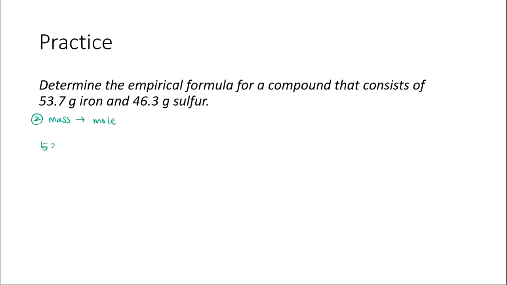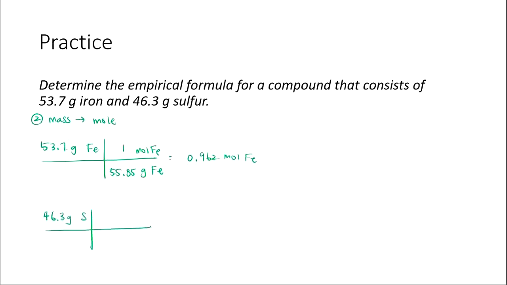So 53.7 grams of iron. I want to convert that to moles of iron. The molar mass of iron is 55.85 grams. And that gives me 0.962 moles of iron.